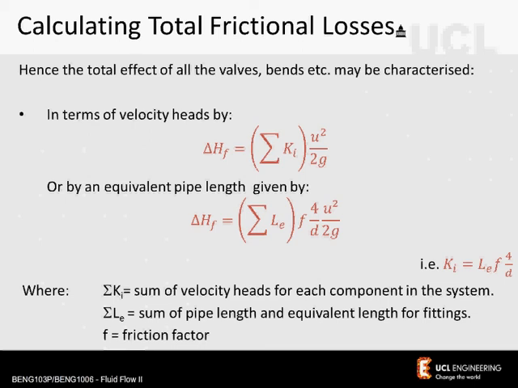So you need to sum up the velocity heads for all components in the system, as well as the length if you're using K values for your fittings, or you need to sum up the length of pipe and the equivalent length for your fittings if you're using equivalent lengths.